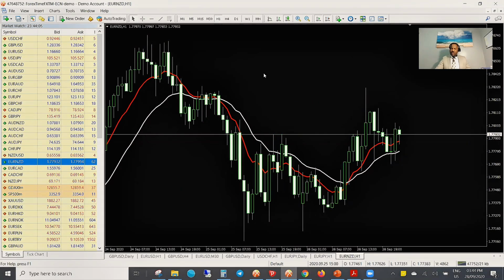Now look at this example. This is H1, Euro NZD H1, and it has crossed up. It crossed up here, up to this point. Look at it: it crossed up here, then different candles formed, and this is where the current candle is.